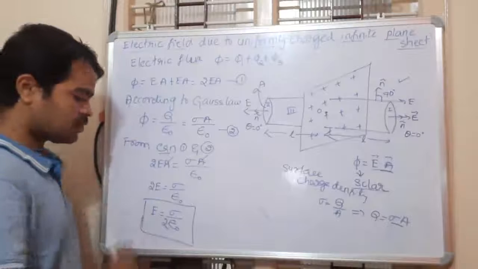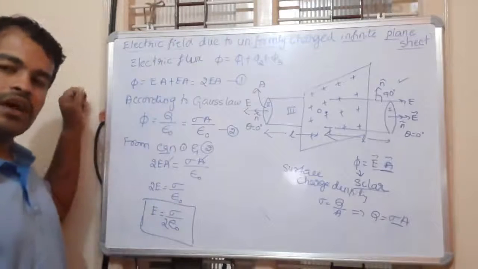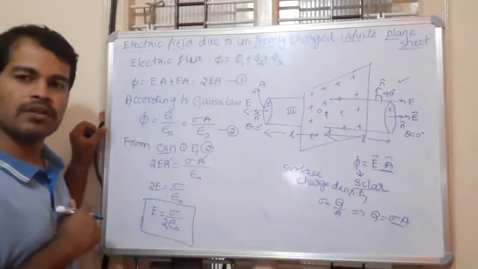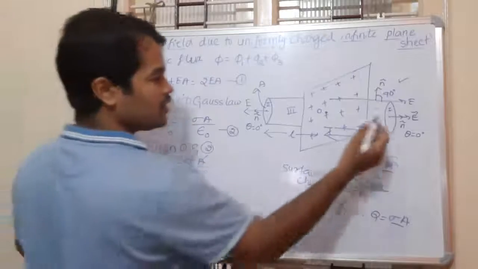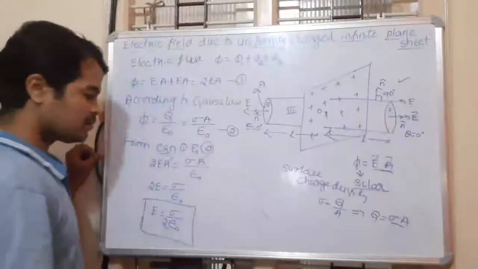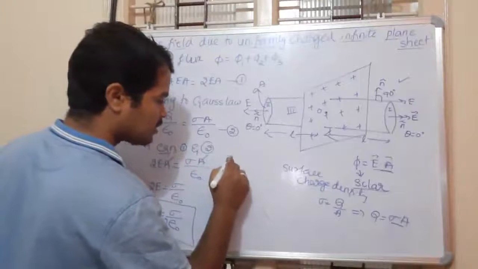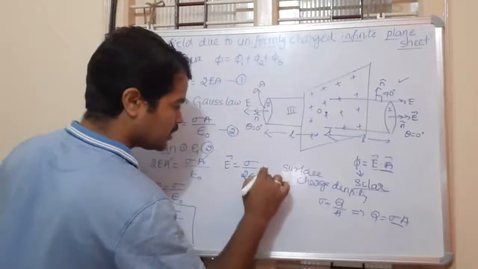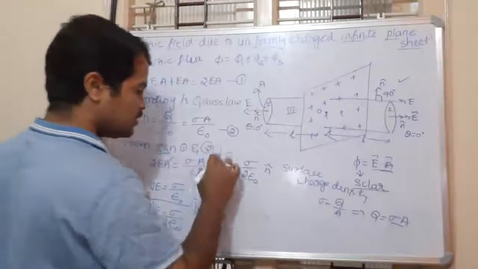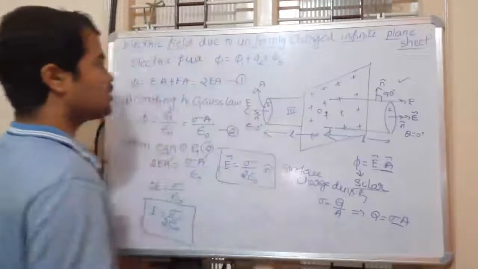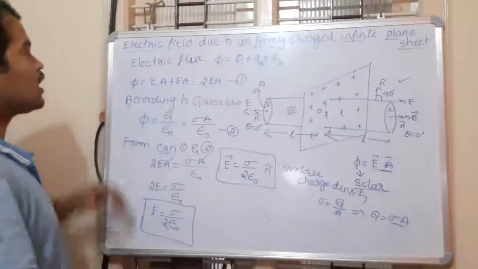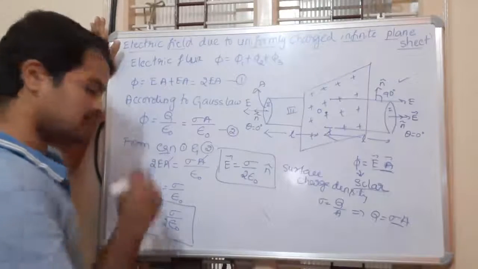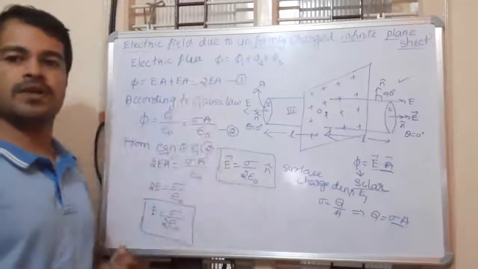Electric field, is it a scalar or a vector quantity? Electric field is definitely a vector quantity, it possesses direction. Then what is the direction of the electric field? You can write it vectorially: electric field E equal to sigma by 2 epsilon naught into n cap. This is in vector notation. This is the second application: electric field due to an infinitely long plane sheet.